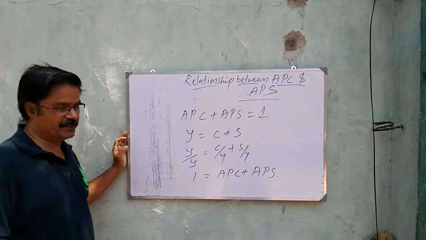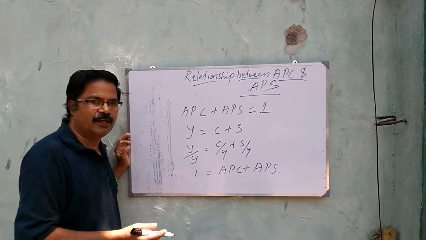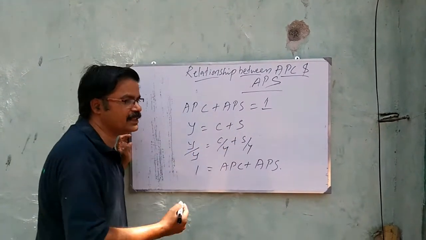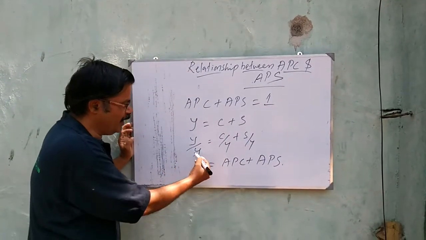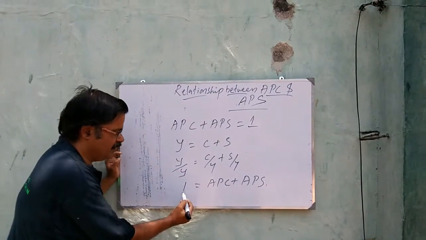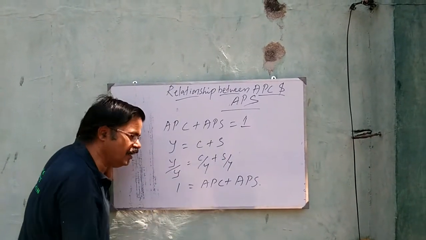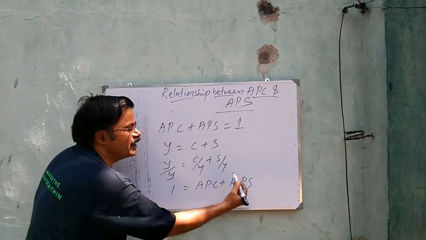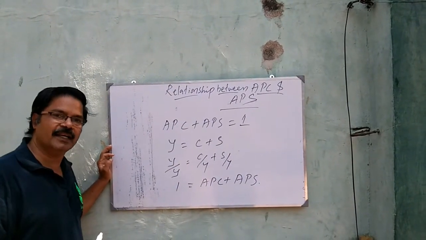Let us prove it. Y, or income, is equal to C plus S, consumption plus saving. You know, a part of your income you will consume, another part you will save. So Y is equal to C plus S. Let us now divide every term by Y. So you get Y by Y, C by Y, S by Y. Y by Y is equal to 1. C by Y, you know, is APC, consumption by income. And S by Y is equal to APS. So 1 is equal to APC plus APS. So that is the relationship between APC and the APS.